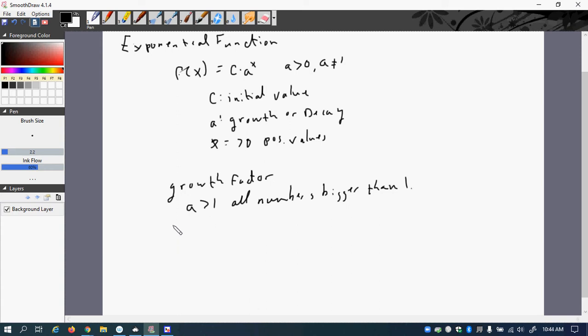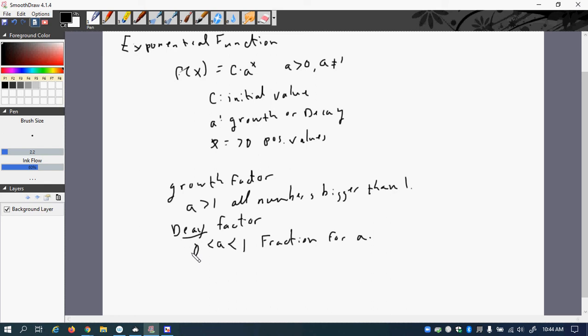Then we have the other one, which is called decay factor. Decay factor is numbers that are between 0 and 1 for the a. So this means they're fractions. When you have a fraction for a, it's decay. That's the thing to know about it. So we can have exponential growth equations, or we can have exponential decay equations.